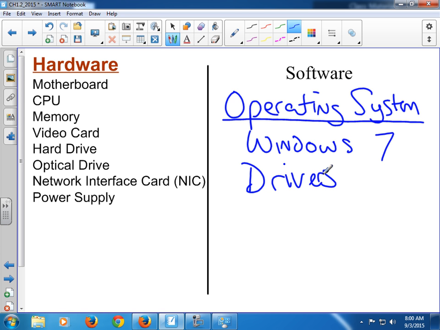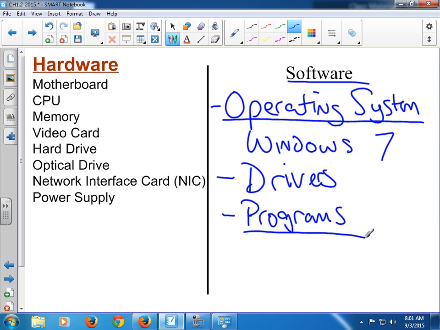So on our software side, the biggest thing we have is an operating system, which Windows 7 is what we're using here. We use some other ones here at National Trail as well. And then the next piece of software is drivers, which make hardware work. If we don't have that program, then that piece of hardware doesn't work. And then the last piece of software, I'm just going to write programs that we use every day, like Microsoft Word, Microsoft Excel, Microsoft PowerPoint, Paint, whatever you're using on your laptop. Those programs are all pieces of software that run on our computers.